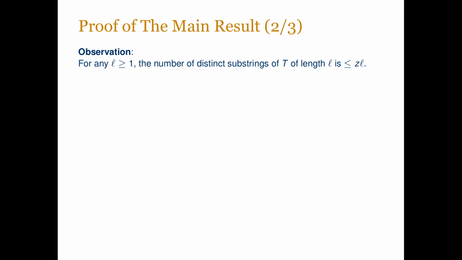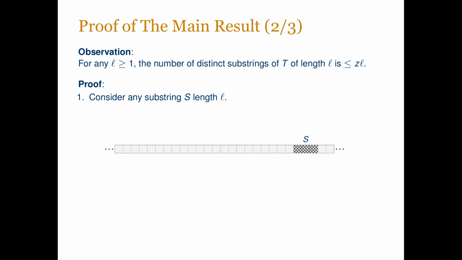First, we need to establish the following very simple observation about LZ77 parsing. We claim that for any L bigger or equal than 1, the number of distinct substrings of length L is at most Z times L. To prove this, consider any substring S of length L.